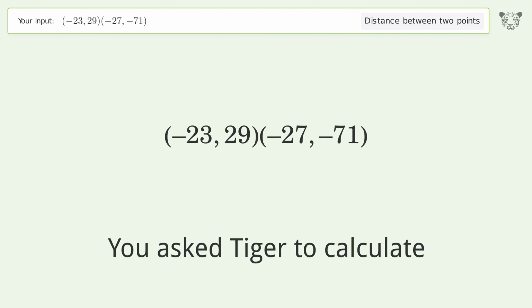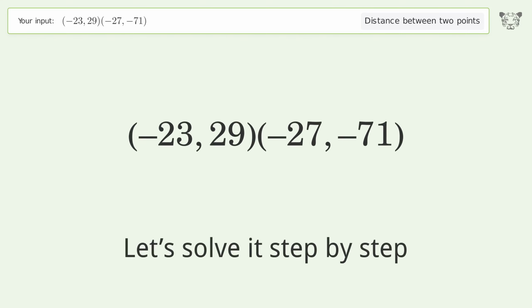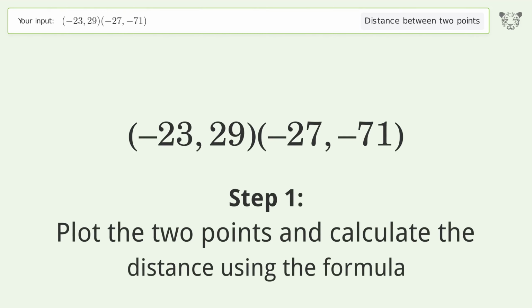You ask Tiger to calculate. This deals with the distance between 2 points. The distance between the 2 points is the square root of 10,016, or 100.08. Let's solve it step by step. Plot the 2 points and calculate the distance using the formula.